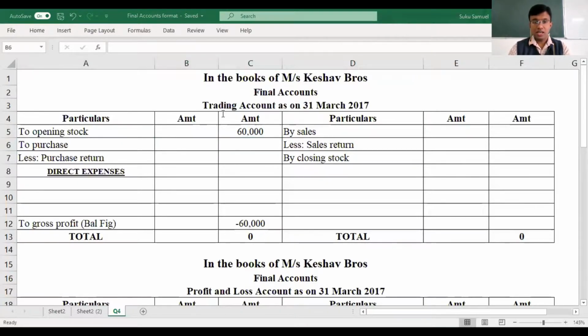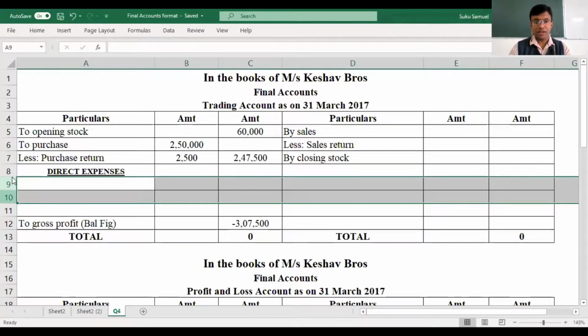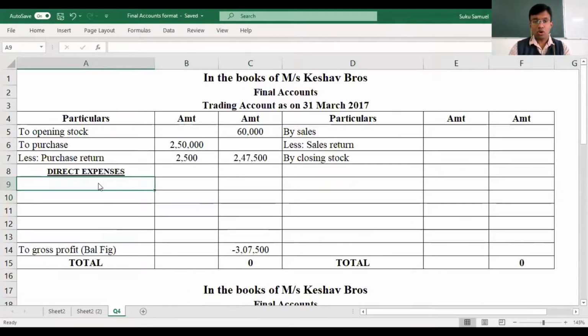Then we have to consider purchases. We know that the purchases amount is 2,50,000. But along with that, we also have to consider purchase return. How much is purchase return? Purchase return is 2,500. So if you subtract purchase return from purchases, you will get net purchases, and net purchases works out to be 2,45,500.